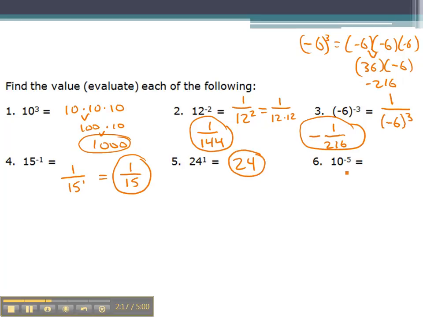And 10 to the negative fifth power, again, we need to rewrite it as 1 over 10 to the positive fifth power. The powers of 10 are easy because we can just write a 1 and that many zeros. 1 and 5 zeros. 1, 2, 3, 4, 5. So 1 over 100,000.